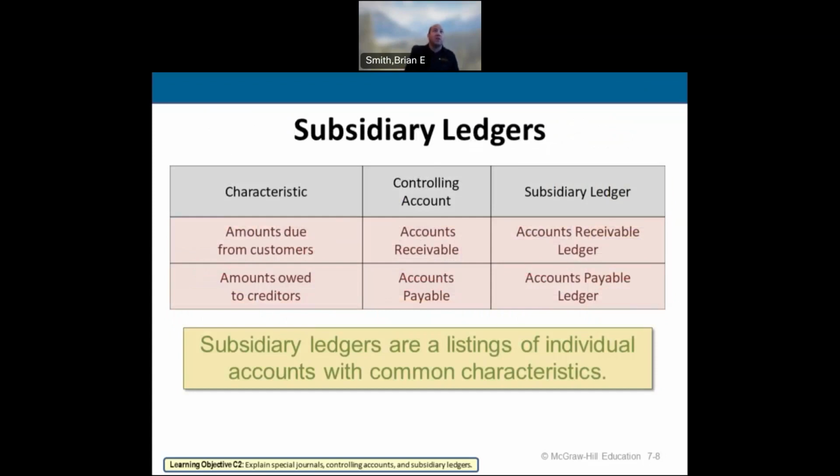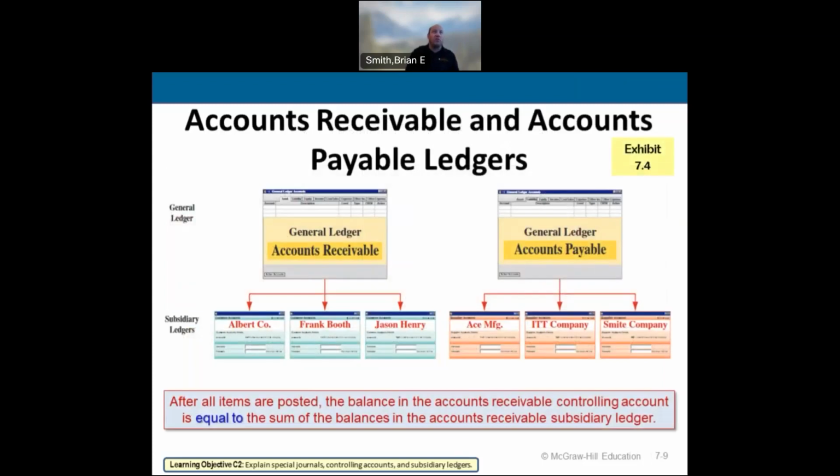So here are some subsidiary ledgers. You have your subsidiary ledgers, and you have a controlling account over those subsidiary ledgers. Primarily the subsidiary ledgers live in accounts receivable and accounts payable. That's really where we're going to focus anyway, because in my opinion it's a little more obvious. So here's what it looks like. You have your general ledger. Within the general ledger, you have the accounts payable ledger. That accounts payable ledger is going to have within it the subsidiary ledgers, which are going to be tied to the accounts receivable or accounts payable.